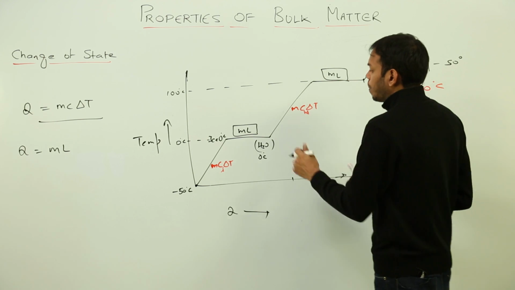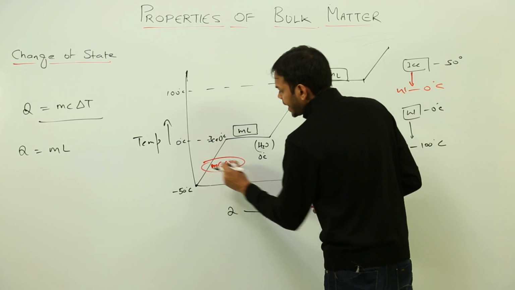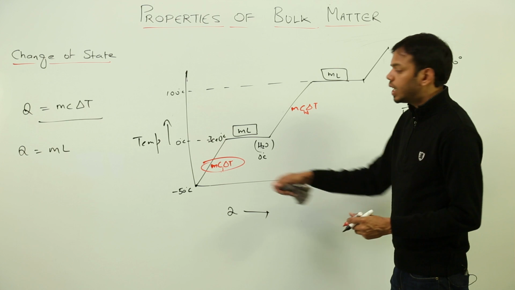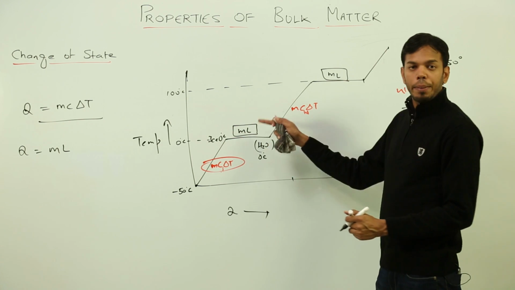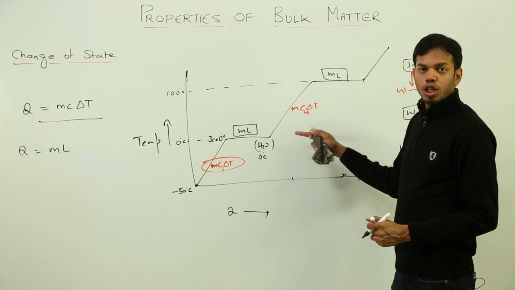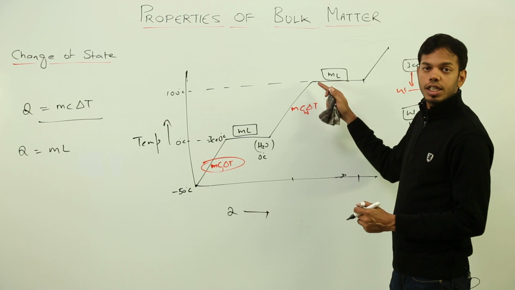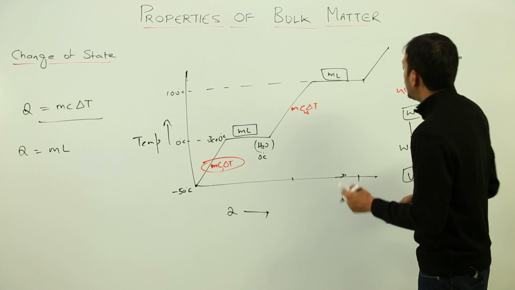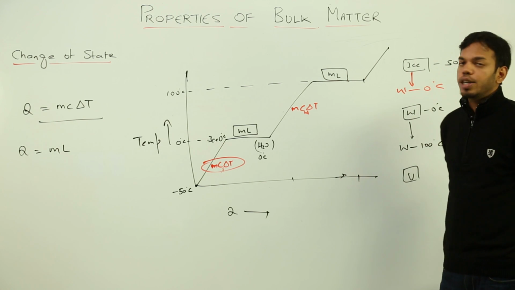So the formulas used are: for increasing the temperature of ice, mc theta; for changing the state of ice, mL; for increasing the temperature of water, mc theta; and again for changing the state of water, mL. So this is how we study all the things related to change of state.